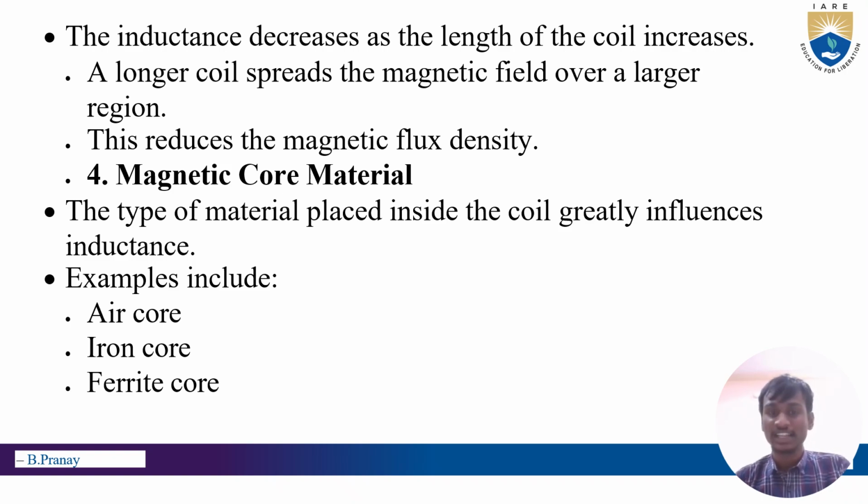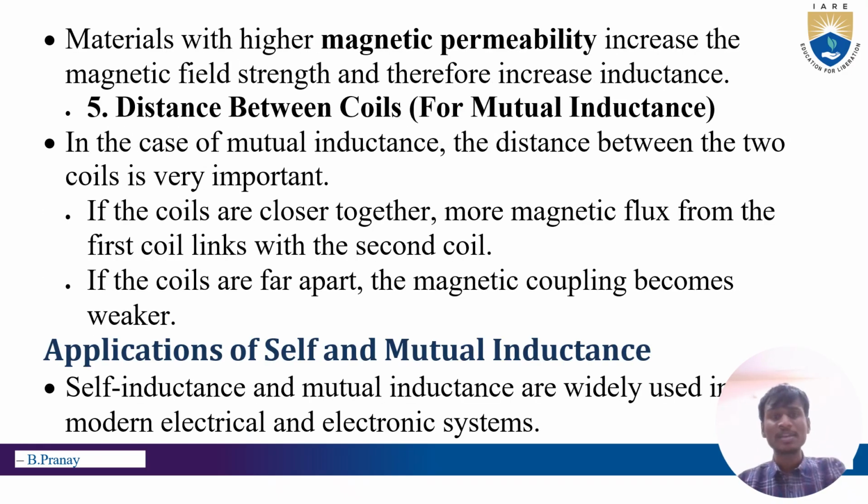Magnetic core material. The type of material placed inside the coil greatly influences inductance. For example, air core, iron core, ferrite core. Materials with high magnetic permeability increase the magnetic field strength, and therefore they increase the inductance.